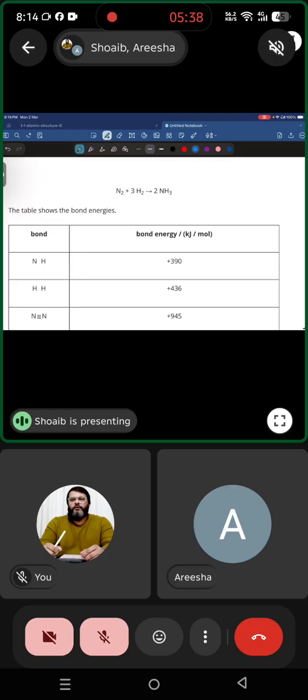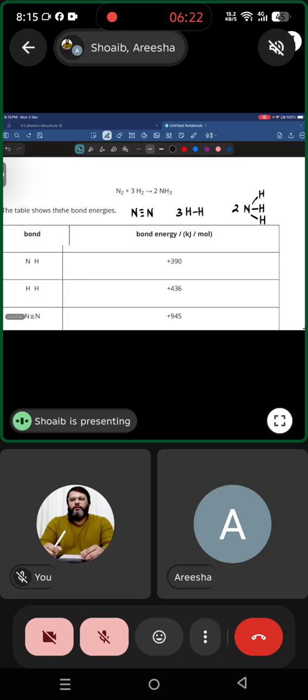The table shows the bond energies. So for this, the nitrogen molecule has a triple covalent bond, and this is only one mole of nitrogen molecule. Then you have a hydrogen molecule, sorry, not oxygen. Hydrogen molecules have single covalent bonds, and there are 3 moles of hydrogen molecules. So 3 will be multiplied here. Then you have ammonia. In the ammonia, there are 3 bonds of nitrogen and hydrogen, and 2 moles of ammonia are formed.